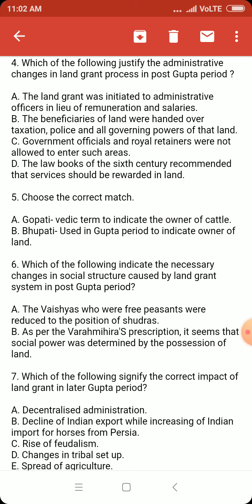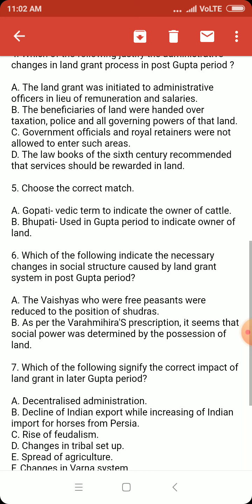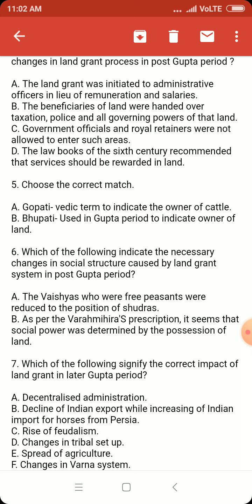Option D: The law books of the 6th century recommended that services should be rewarded in land. This is also correct, because this literature is an example that literature is the reflection of society. Land grant was prevalent and was going to change all the administrative and social structure in society. That is why literature was written in consonance with the existing society and existing rules. So all the options are correct.